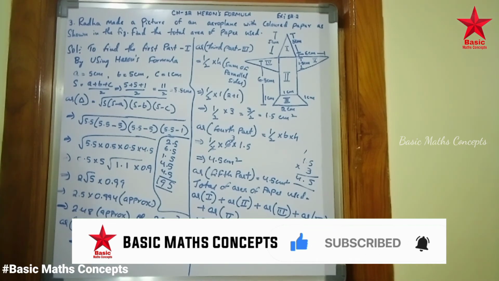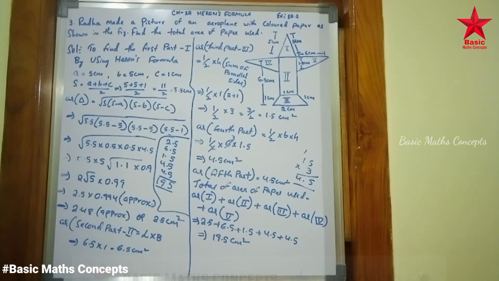So the total area. You must write the last sentence: therefore the total area of paper used by Radha is 19.5 centimeters square. So this is the second problem of exercise 12.2.